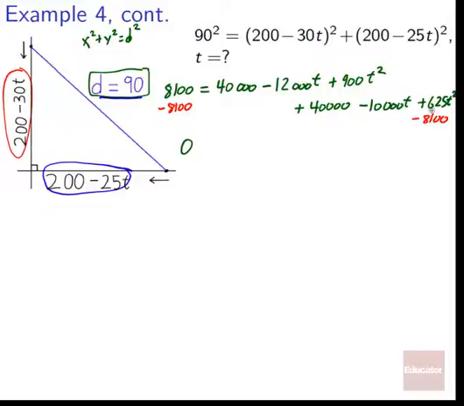So we look at 625t squared plus 900t squared. We get 1525t squared. Next, minus 10,000t, minus 12,000t, minus 22,000t. 40,000, minus 8,100, plus 71,900. Oi! But we're in a position where we can now use the quadratic formula.